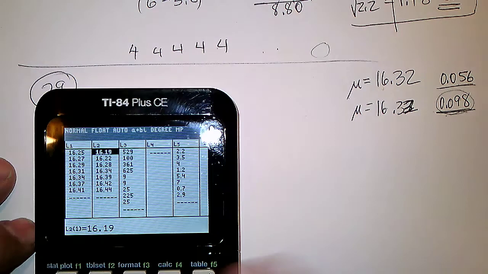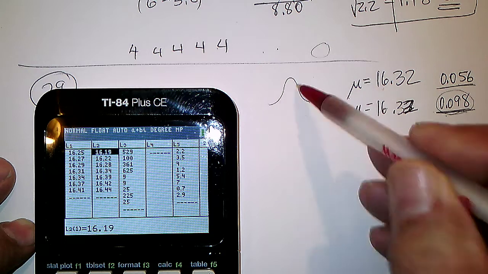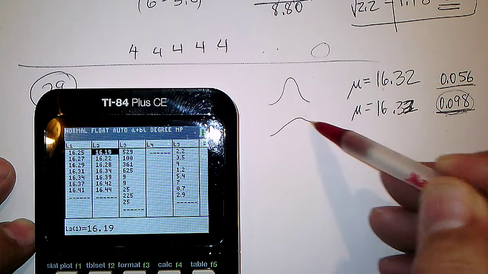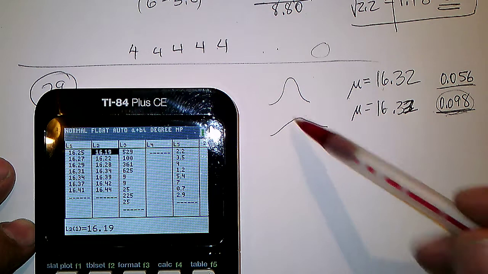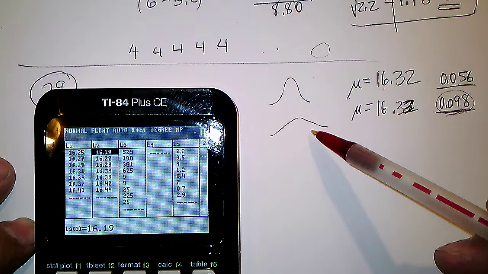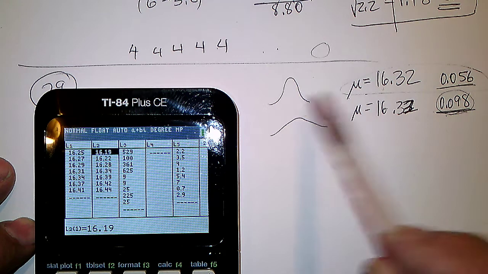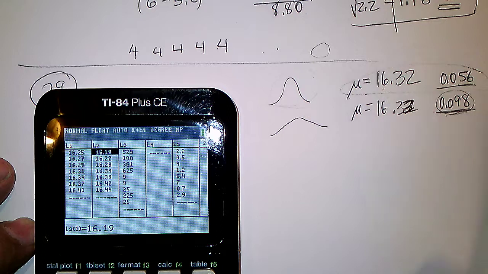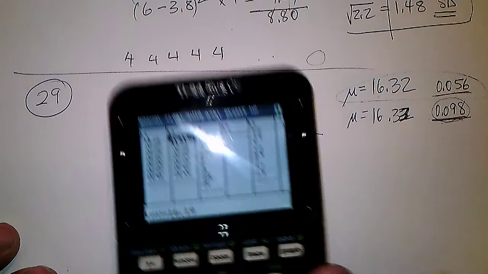So if we were to draw a curve on this one, the spread on this one is more like this, and this one is more like that. Now, if you're trying to meet standards and have quality control, you want suppliers that can give you a narrower band. Now, the next thing it says, draw a box plot for each data set.